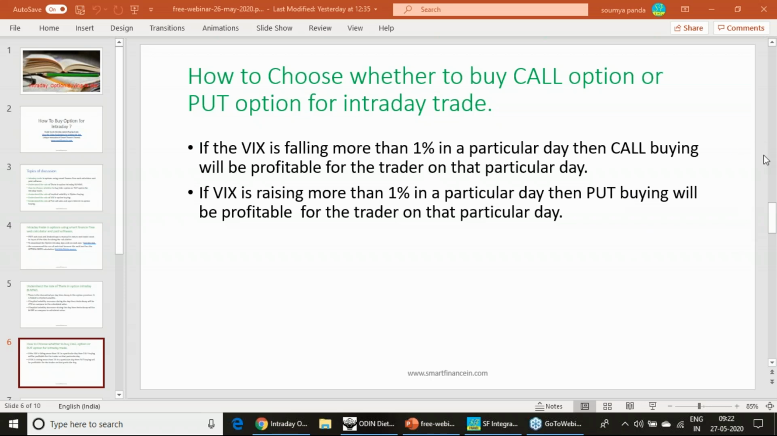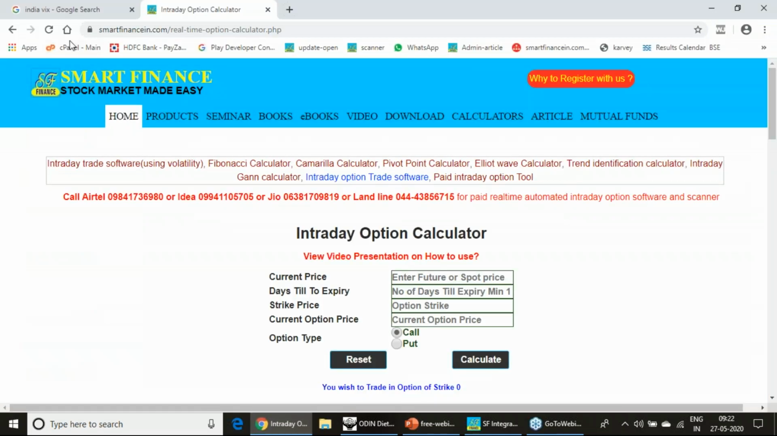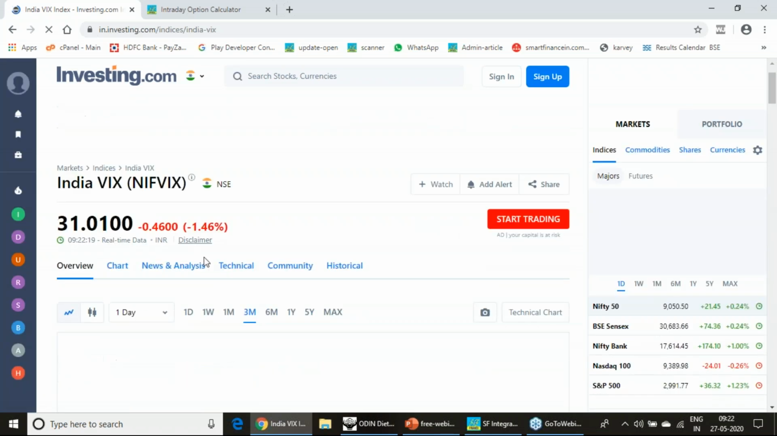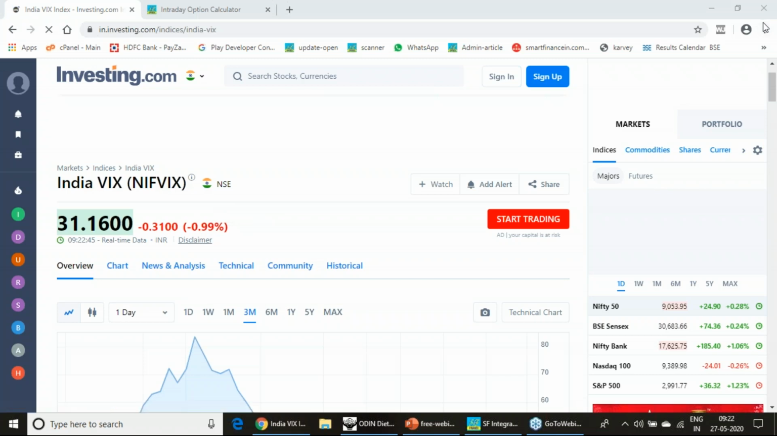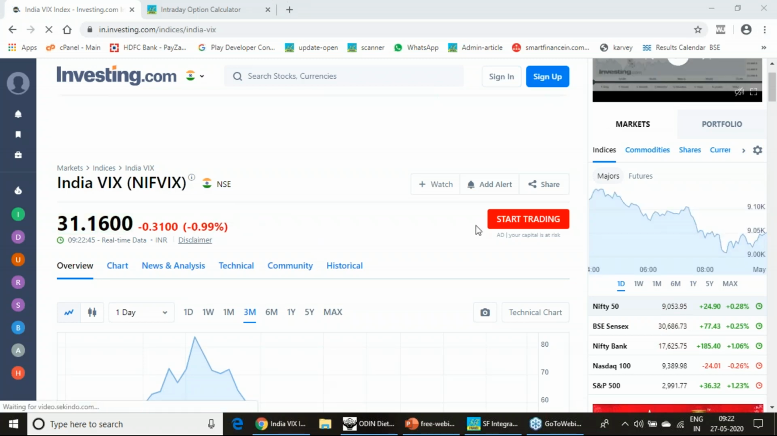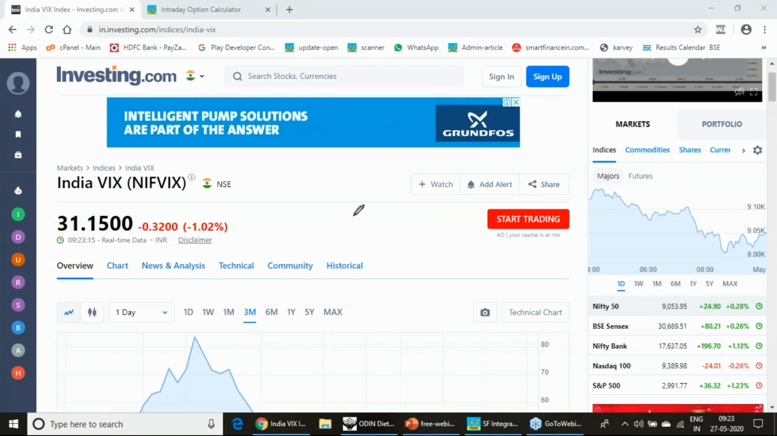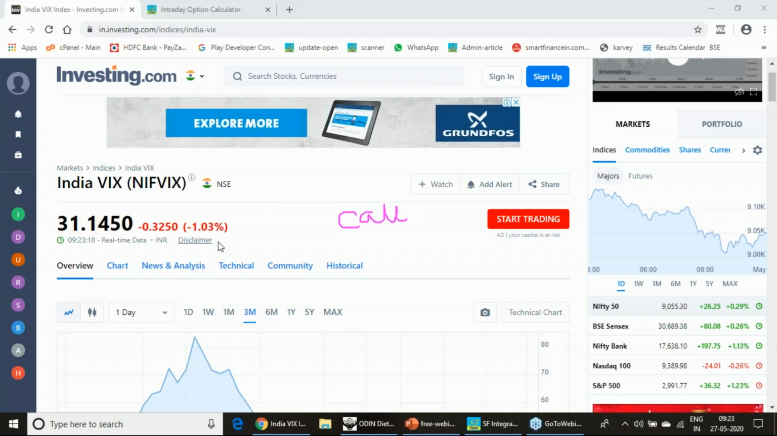So how will you get the VIX? Just do a web search for India VIX and you will find multiple places showing it. Click on any of these links and you can get it. Now the VIX is falling, a 1.46% fall. So whether you should trade the call or put option, you see the VIX has currently fallen by 1%. Anyone will suggest I should buy the call option because the VIX is falling. So that choice is made.